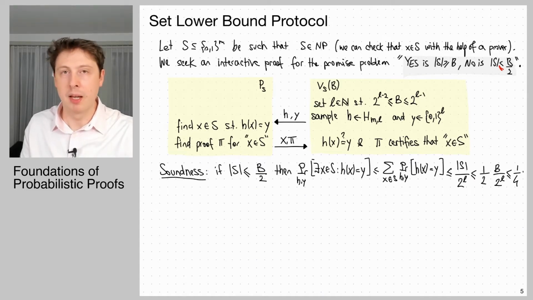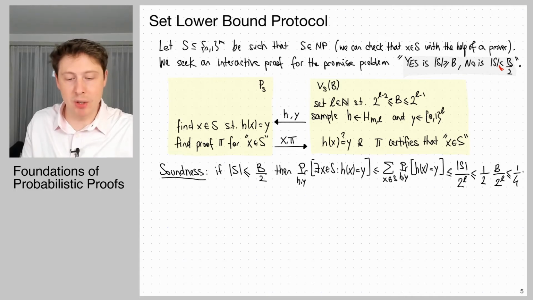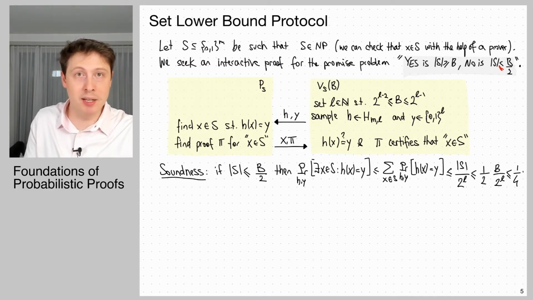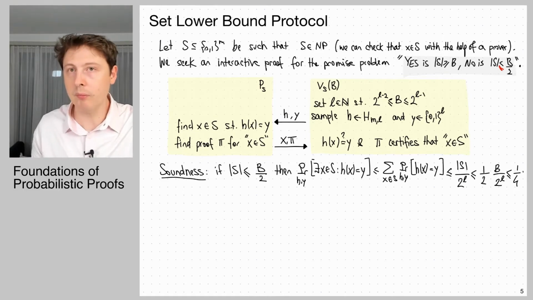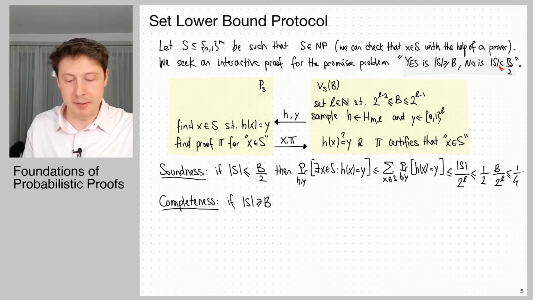All right. Now, this doesn't tell us anything. We need to make sure that completeness is a probability that is, I don't know, at least a third or a half or something like that, right? So we want some gap between the two. So we need to look at completeness as well. So let's look at completeness.